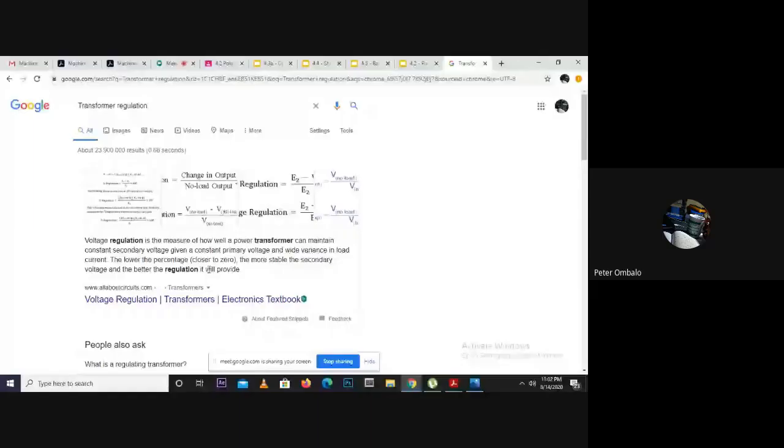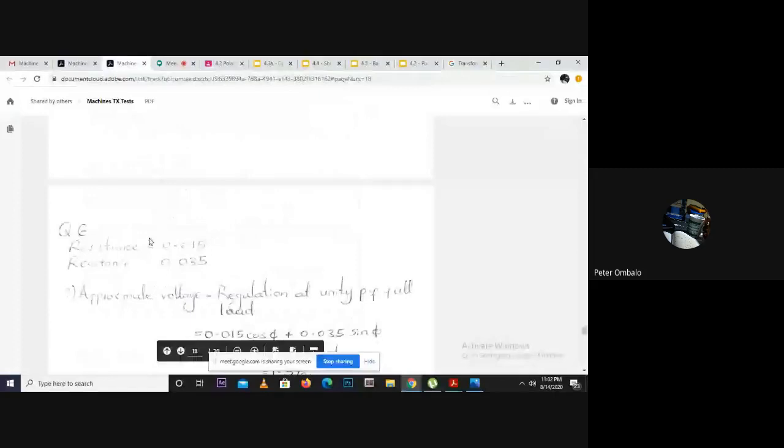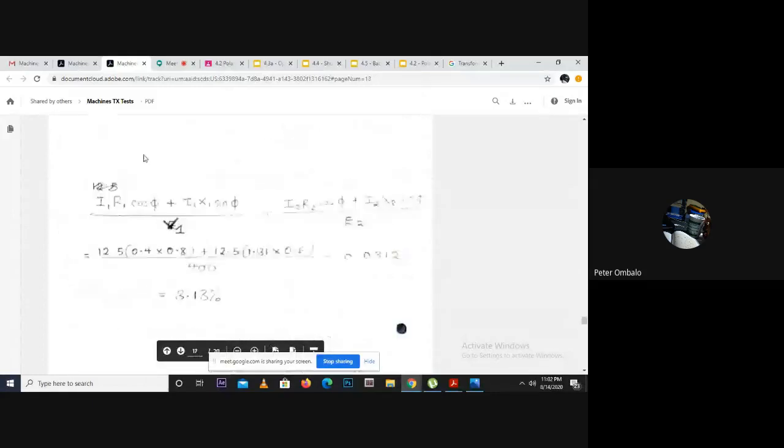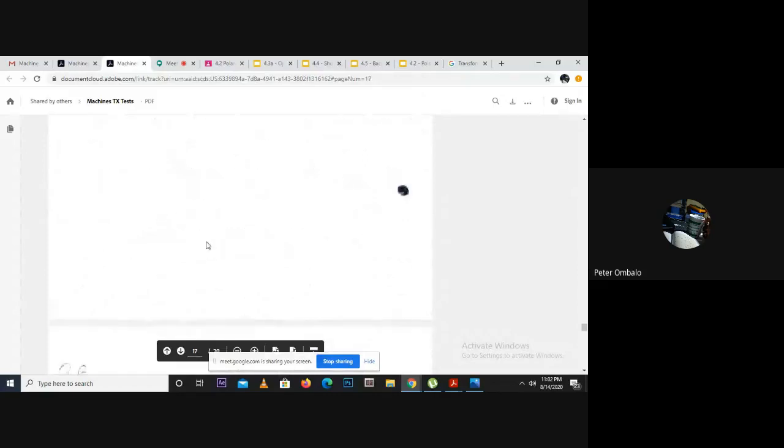I didn't exactly get my head around what voltage regulation means. Perhaps if someone understands it, he can explain to us. But the formula is this one here, and it can enable us to get the regulation.